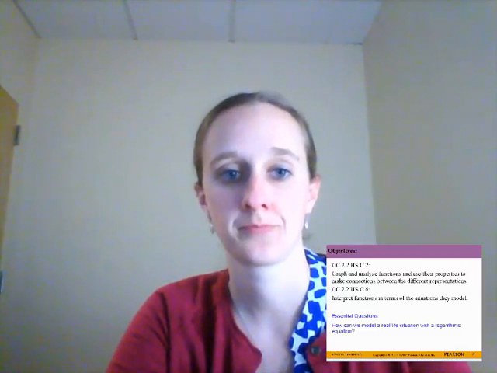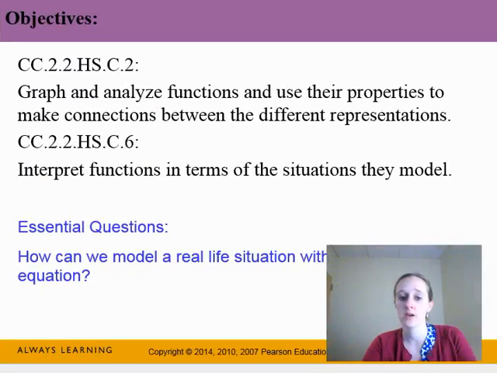Welcome to part 3 of 3.4, exponential and log equations. This is the last part we're going to go over. Our central question is the same: how can we model a real-life situation with a log equation?